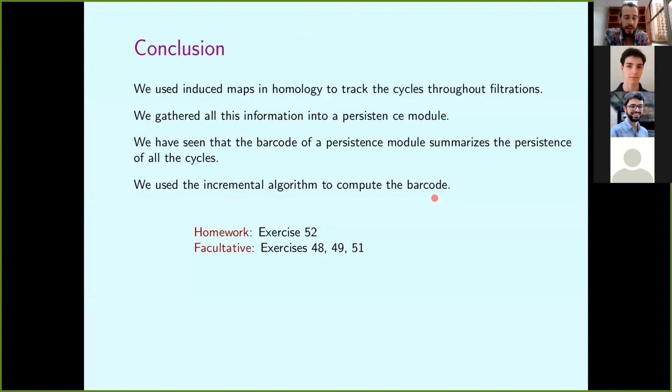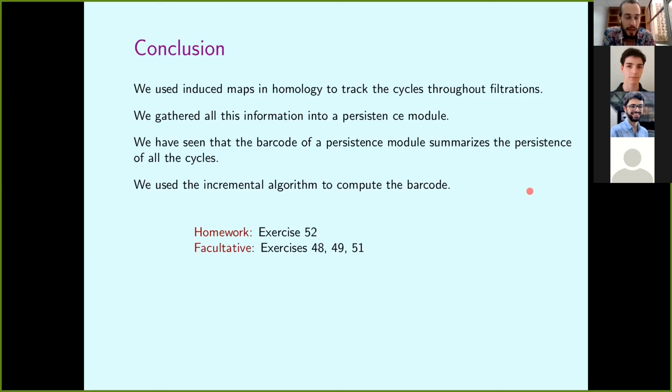I showed you today that in order to understand how cycles evolve in the filtration, a good strategy is to consider the induced map in homology. The map induced by the inclusions, okay? All this information, we gathered it into persistence module, and with some very nice algebra, we have been able to decompose persistence modules into interval modules. This gives you barcodes, and at the end, when you have a barcode, you know everything about the evolution of the homology of your data set, okay?